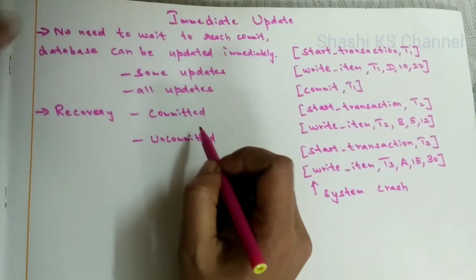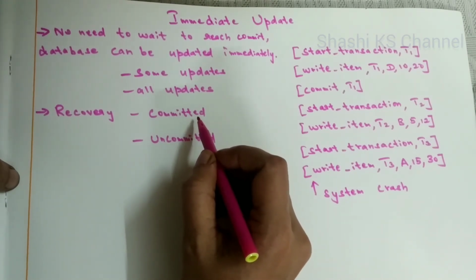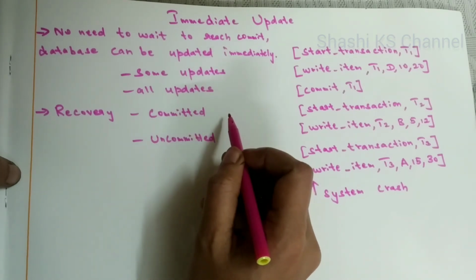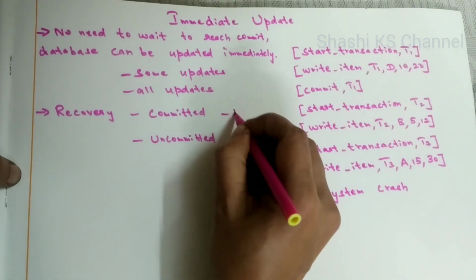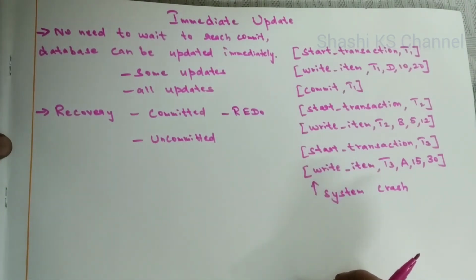So what will happen if there is a system crash and you have a transaction which has committed? There is a possibility this committed transaction would have modified the database on the disk, or it might not have modified it. But since it is a committed transaction, the updated value of the data item has to be written to the database on the disk. So a redo operation has to be done. Whenever there is a committed transaction, in the case of the immediate update technique, a redo operation has to be done for the committed transactions from the log.